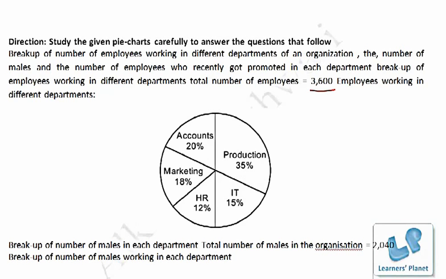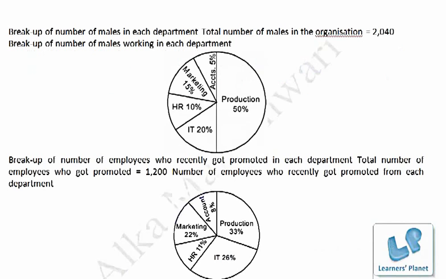Now we have other 4-5 graphs with us for this particular problem. Okay, here we have breakup of number of males in each department. Total number of males in the organization is 2040, and breakup of number of males working in each department is this. Breakup of number of employees who recently got promoted in each department. Total number of employees who got promoted is 1200, and number of employees who recently got promoted from each department is this. So precisely we have 3 circles, 3 pie diagrams over here. So let's begin to take the questions one by one.